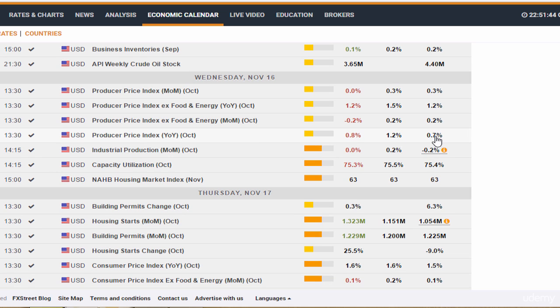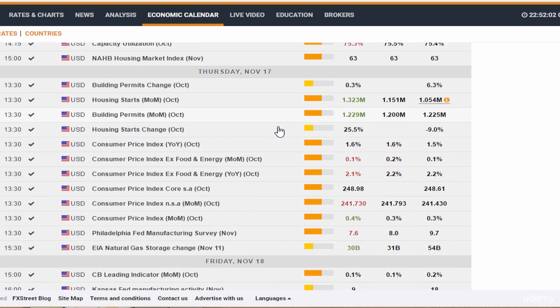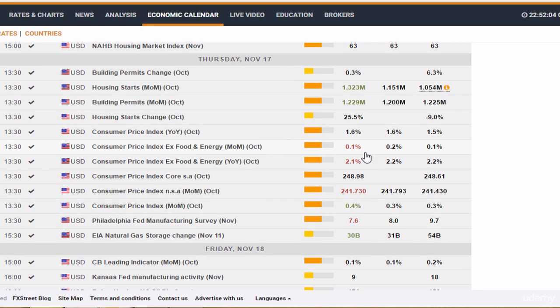So you can see 0.7, we're getting 0.8, we're getting minus 0.2. So we have bad PPI data for this month of November. Now let's look at the CPI data, which in this case comes out the next day. We can see CPI data worse than expected. We were projecting 2.2, we got 2.1. But what's also important is the fact that previously we had 2.2 for the previous month, and now we have a decrease to 2.1. So this is bad for the CPI.